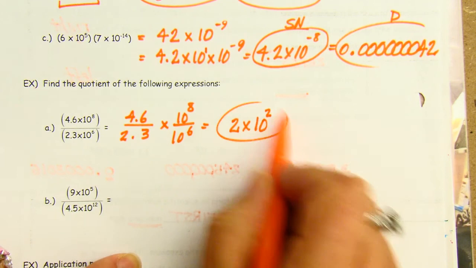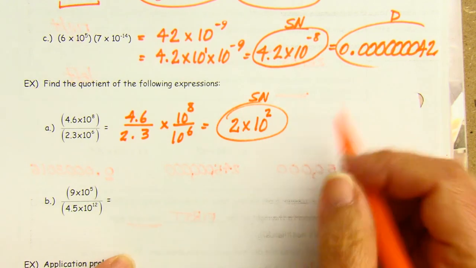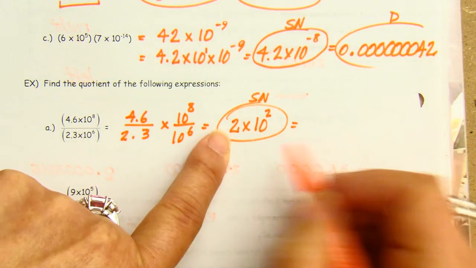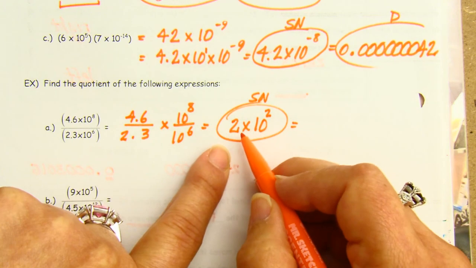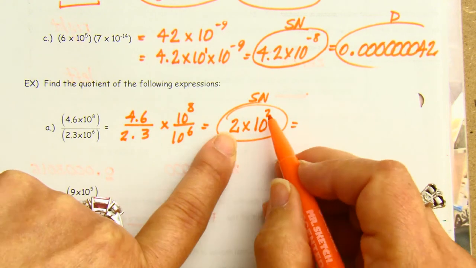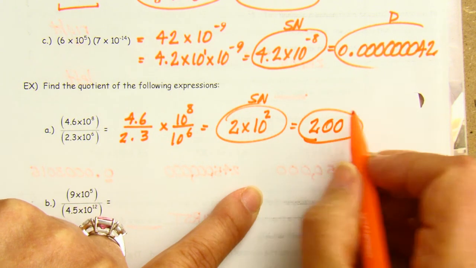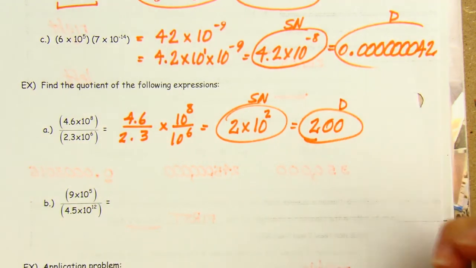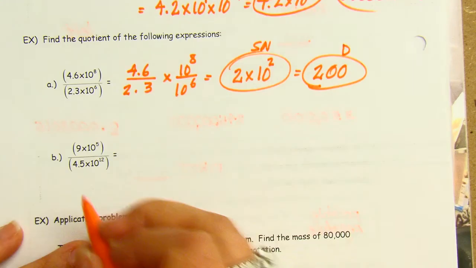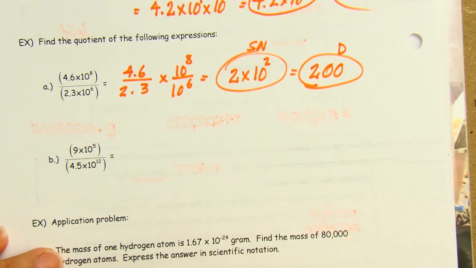This is scientific notation. Decimal form, well, I'd have to move the decimal, which is right after the 2, 2 places to the right. So this is 200 in decimal form. I'm going to just write a D for decimal. Why don't you try this one? Pause the video and see what you could do.